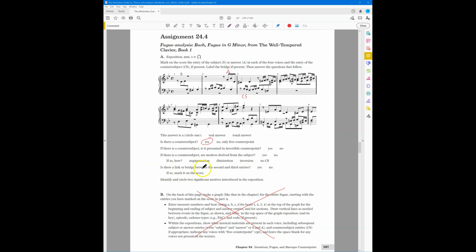Is there a link or bridge between the second and third entries? Yes or no? Your job to discover that, but we did talk about a moment ago about what you're looking for to determine if there's a bridge. Make sure to mark it on the score.